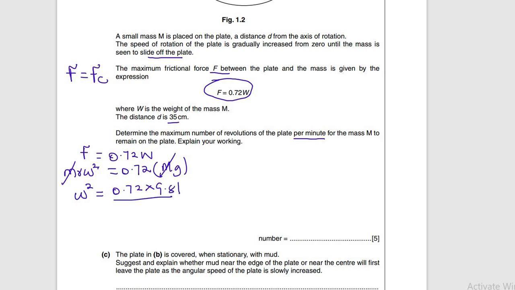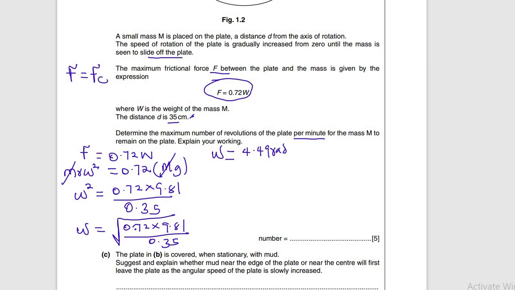What's the radius in the question? They gave us the distance between the center of rotation and the mass as 35 centimeters. That's the radius. Take it to meters, 0.35. So the angular speed is the square root of 0.72 multiplied by 9.81 divided by 0.35, which gives us 4.49. Angular speed is measured in radians per second.